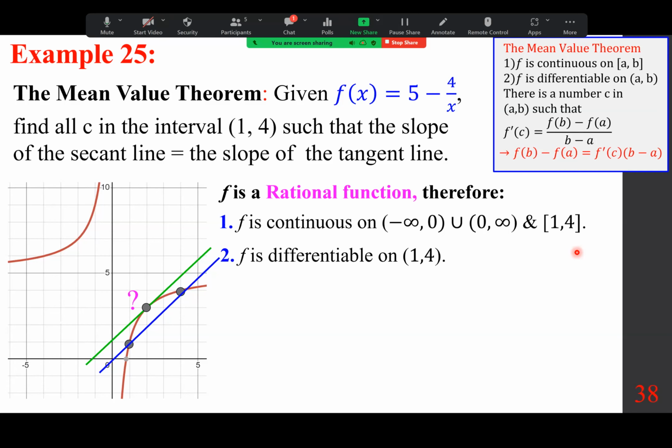Therefore, there must be some point C such that f prime of C is f of b minus f of a over b minus a. And remember, this is a, this is b. So f of b, that means f of 4, minus f of a, that means f of 1, over b minus a, 4 minus 1. That's the meaning of it.